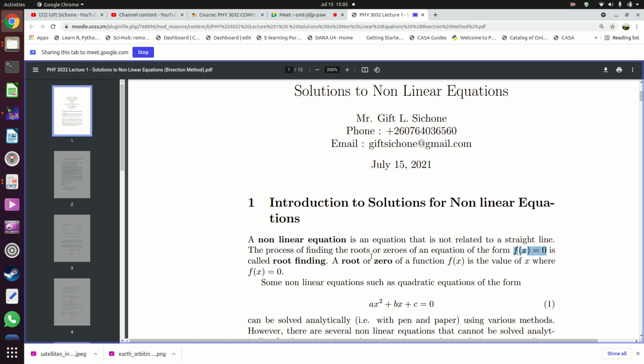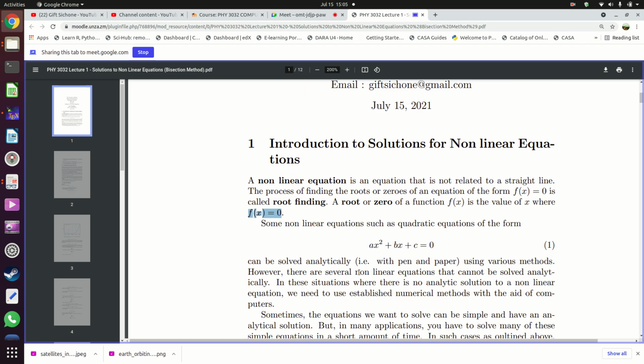The process of finding a solution or a root is what is called root finding, and the value of x which satisfies this condition, f of x equals 0, is what is referred to as a root or a zero.